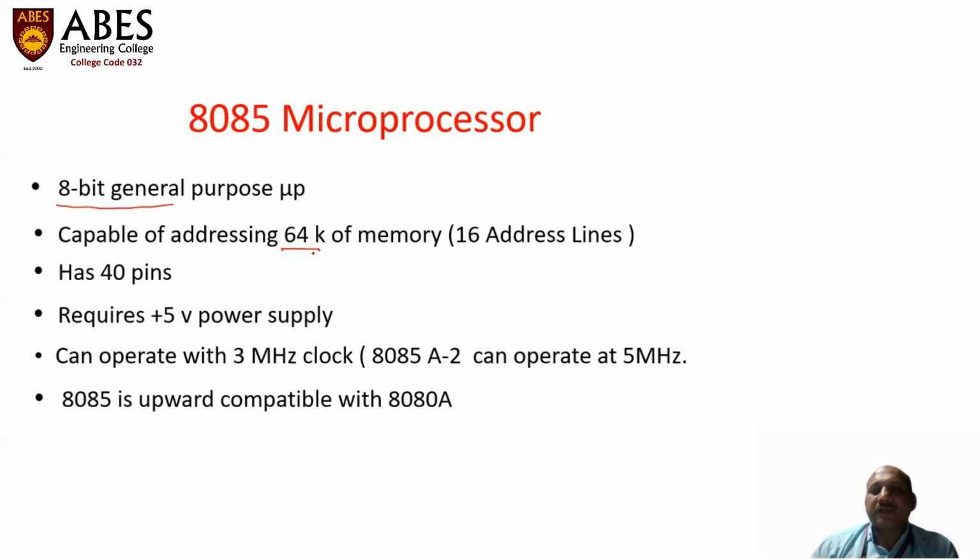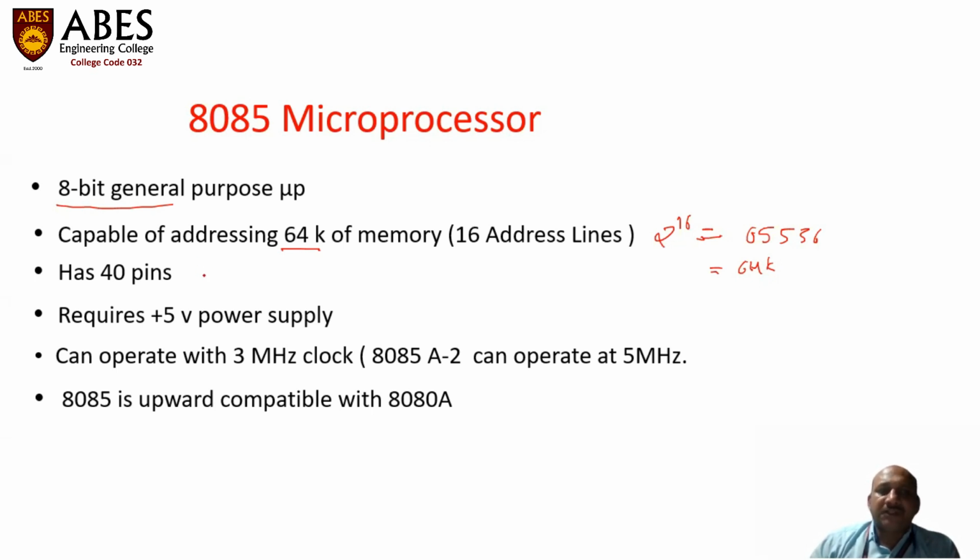through a 16-bit address line. In a microprocessor, the number of memory locations that we can address depends upon the number of address lines that we have in the microprocessor. For example, if we have 16 address lines, it means 2 raised to 16, that is 65536, or we can say 64K. This much memory can be interfaced with the help of the 8085 processor.